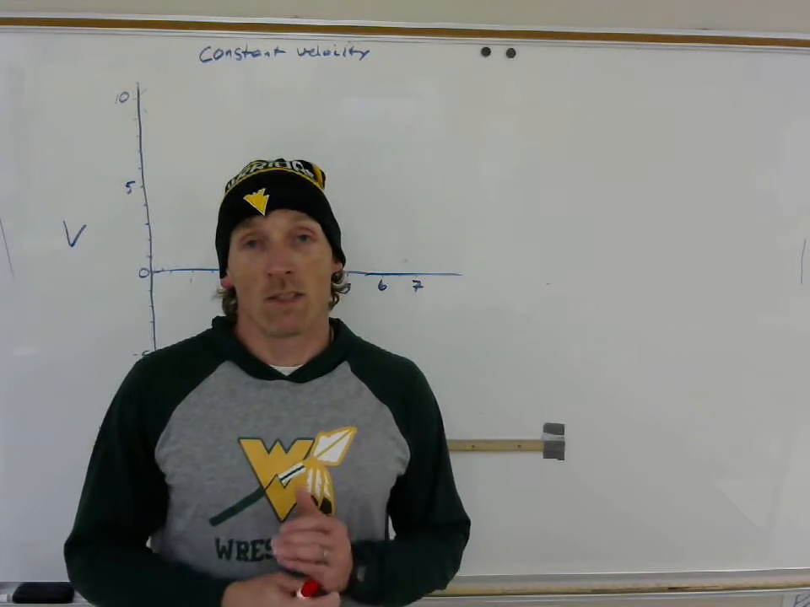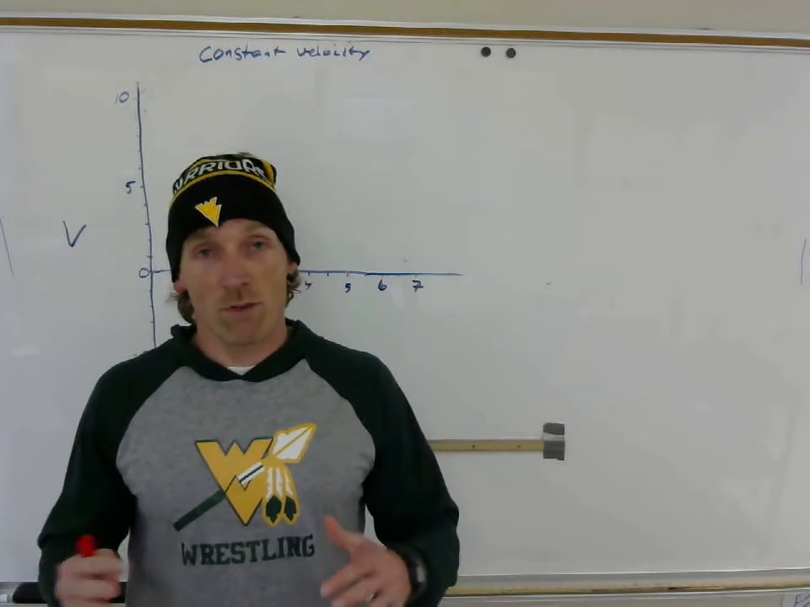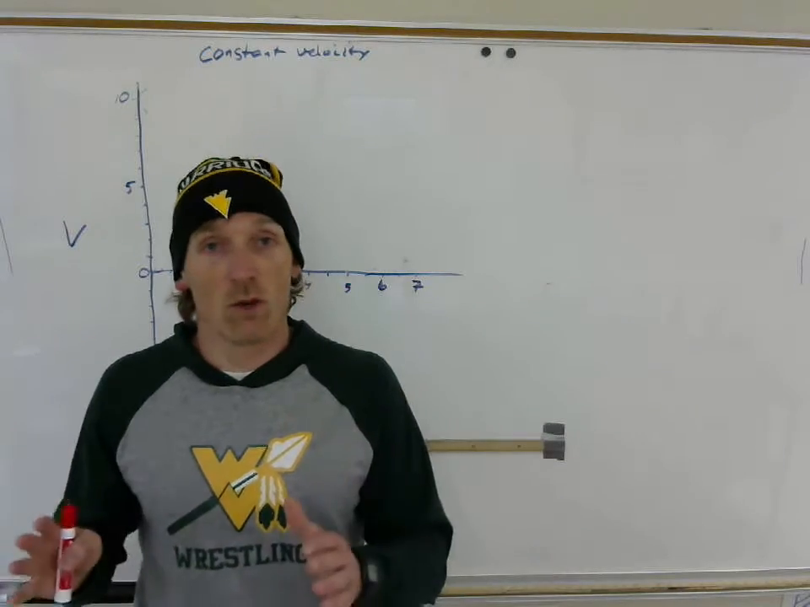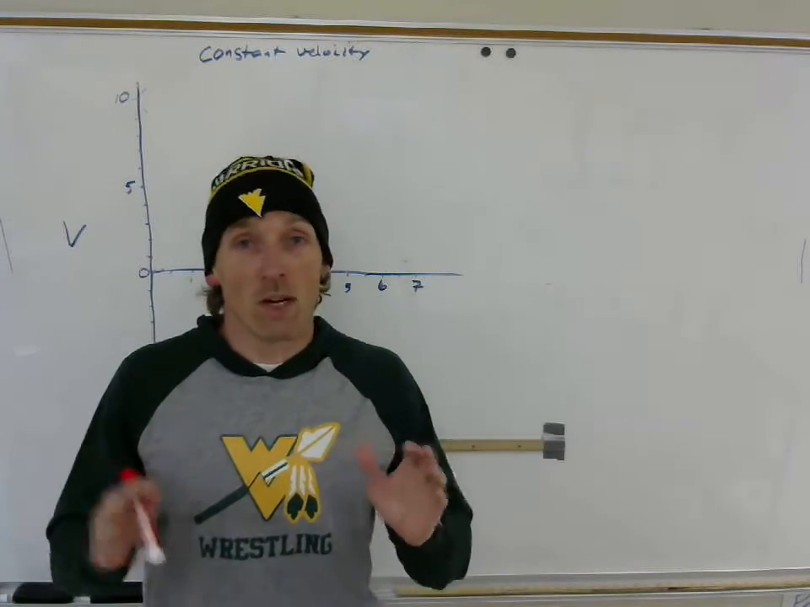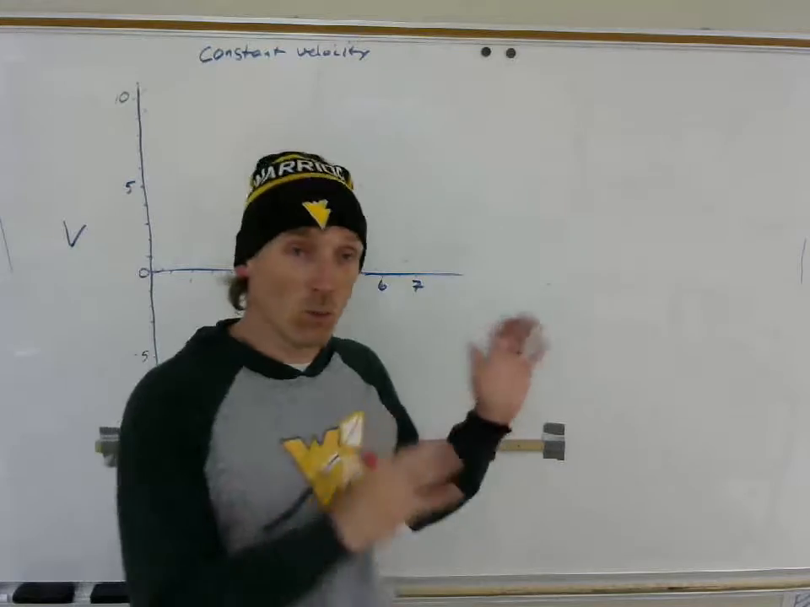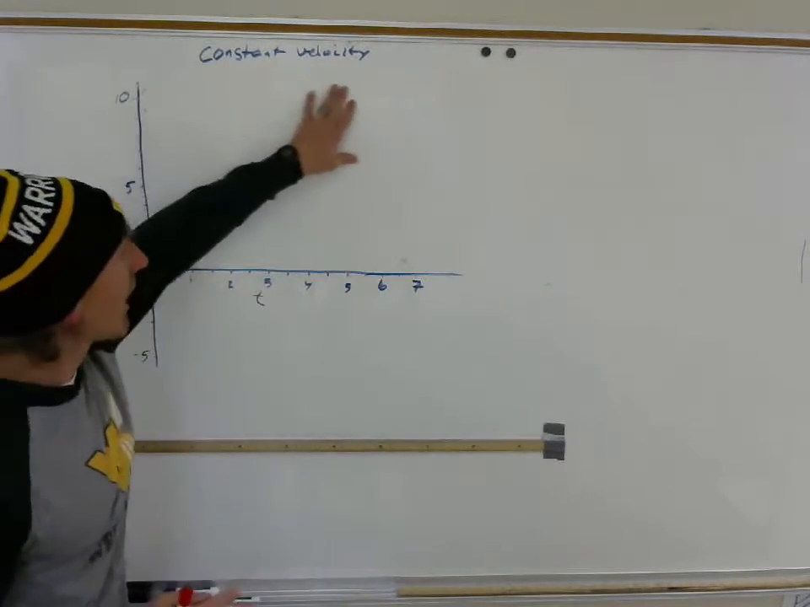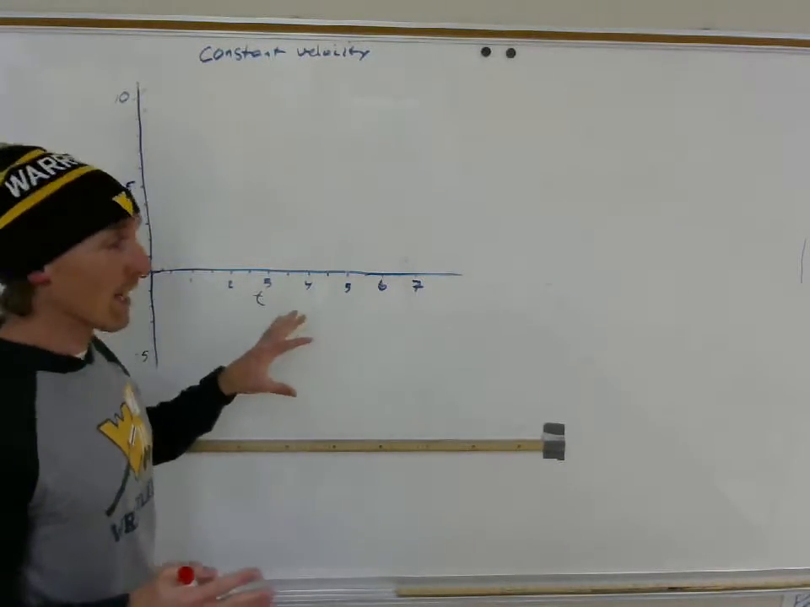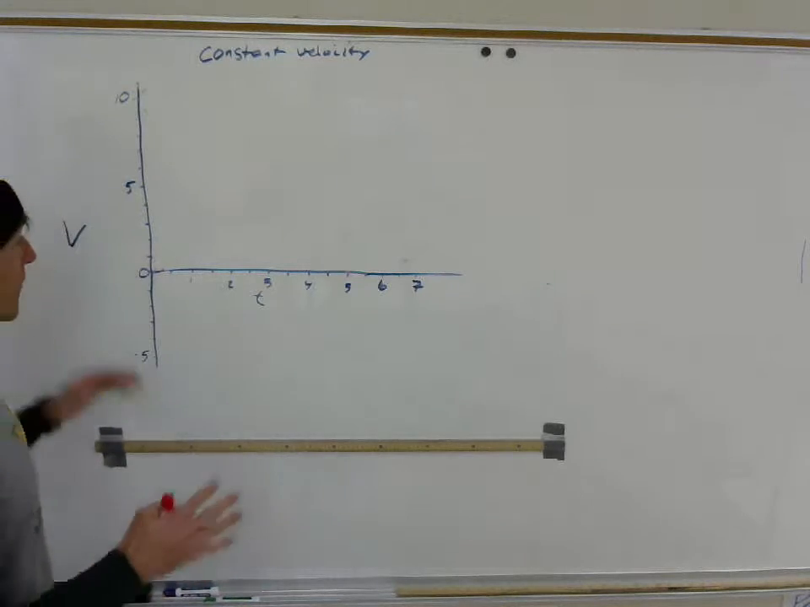This video is about the velocity time graphs for constant velocity. There's another video for velocity time graphs for acceleration, but this one's for constant velocity. So we have constant velocity. What is that going to look like on our VT graph?